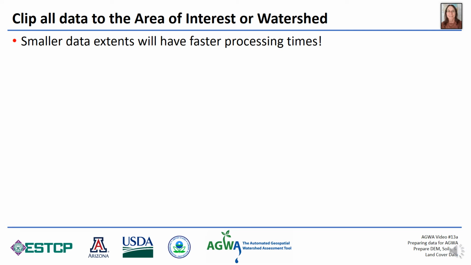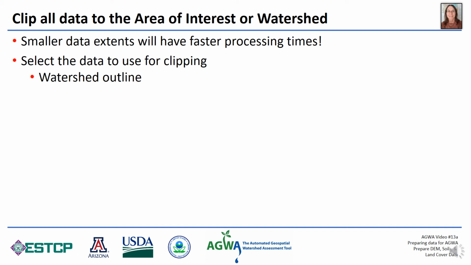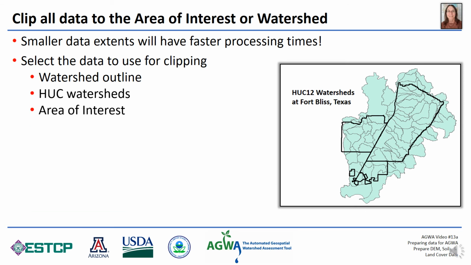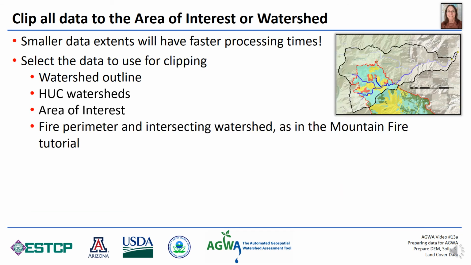After your data are projected, you'll clip everything to the area of interest or the watershed boundary. Remember that smaller data extents will have faster processing times, so you'll want to select the smallest extent for use for clipping. You can use a watershed outline or HUC watersheds, as in this example at Fort Bliss, Texas, or an area of interest, such as the boundary of Fort Bliss. Or you can use a watershed that intersects an area of interest, such as this watershed that intersects the fire perimeter of the Mountain Fire.